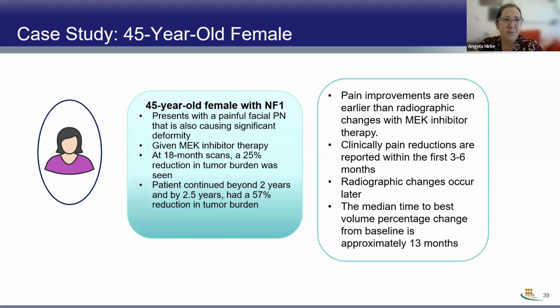So this patient, again, no concerning features. So we started MEK inhibitor therapy, and at an 18-month scan, there was a 25% reduction in tumor burden that was seen. And the patient continued beyond 2 years, and by 2.5 years had a 57% reduction in tumor burden. And of note, pretty early on in the treatment course, so certainly before we saw a radiographic response, she did have a reduction in pain.